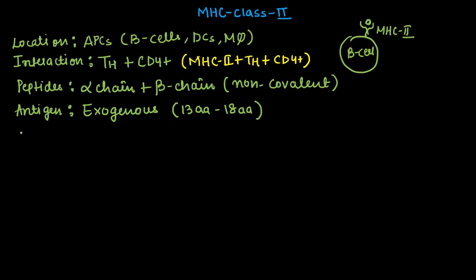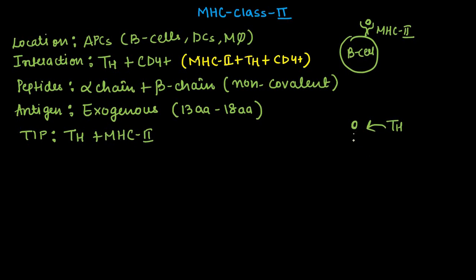One more important tip is that the TH cells will only encounter an antigen that is presented with the help of MHC class 2. They are not going to encounter any antigen if it is presented alone, without MHC class 2. So whatever antigen is in collaboration with the MHC class 2 molecule will interact with the TH cell. If a single antigen is there, suppose this is an antigen, and the TH cell is here, it will not encounter this antigen.